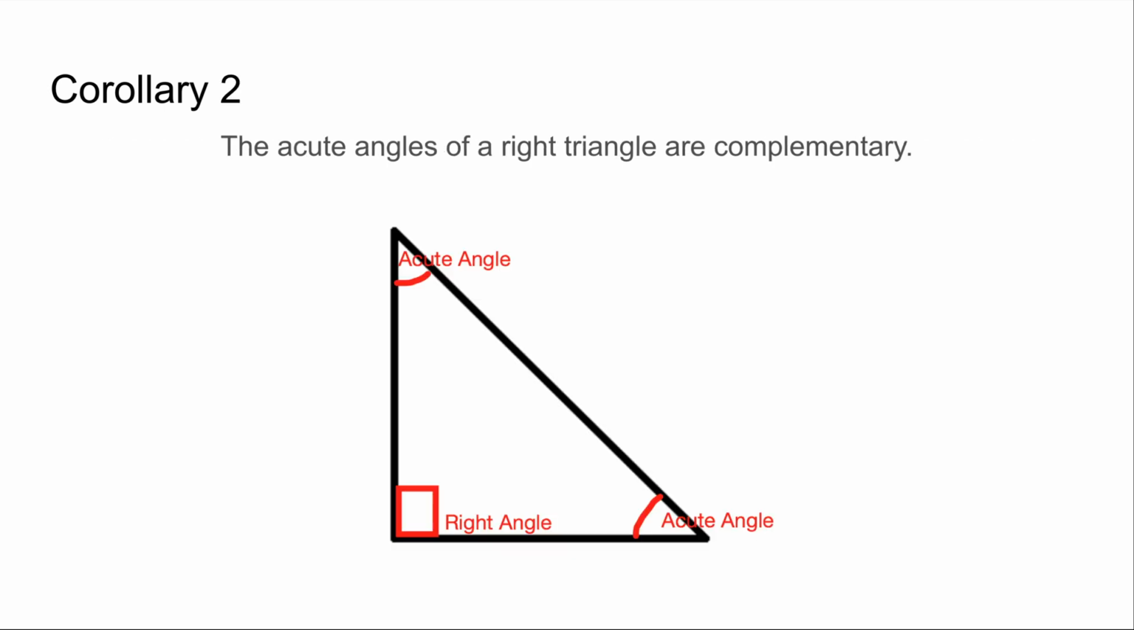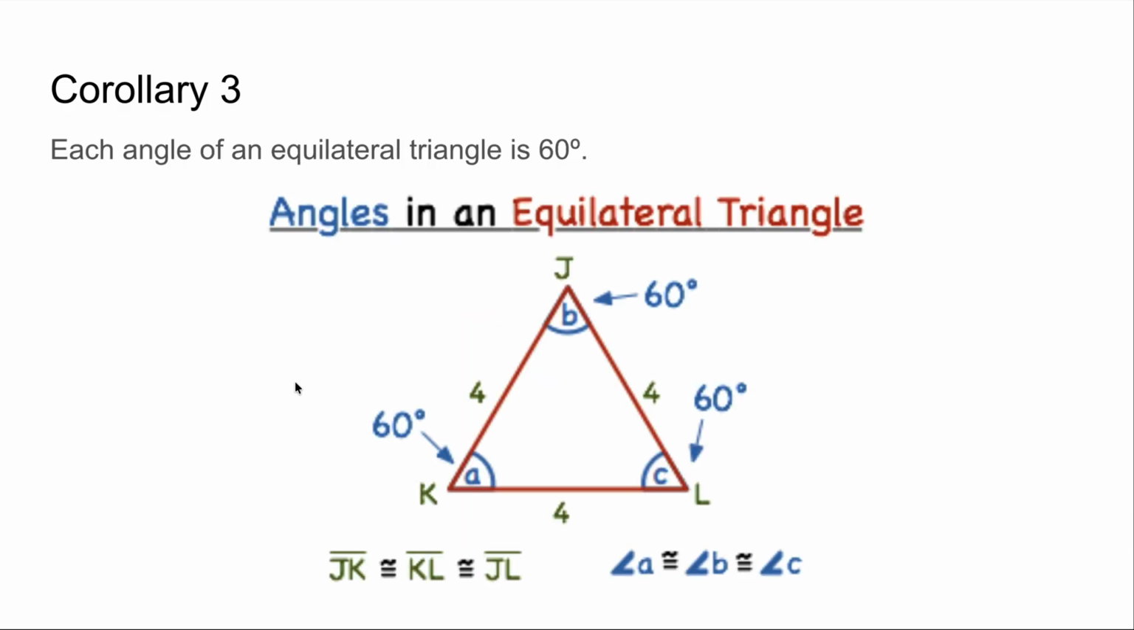Corollary 2, the acute angles of a right triangle are complementary. So because there's 180 degrees in a triangle, we have 90 taken from this right angle. So that's 180 minus 90, which is 90. And then it will divide these two to 45, 45. These will always be acute because there is only 90 degrees to be divided between 2 angles in a right triangle. And therefore they are complementary angles and acute angles. Corollary 3, equilateral triangles have equal sides, equal angles, each 60 degrees. 180 divided by 3 is 60 degrees.